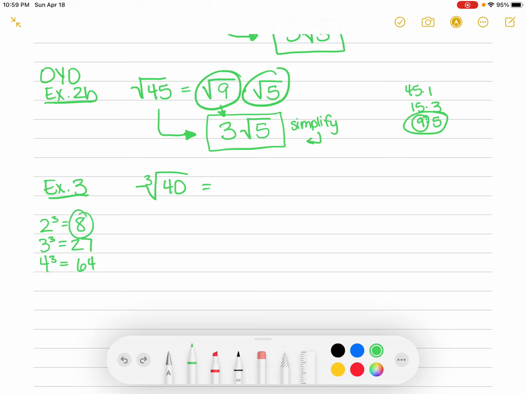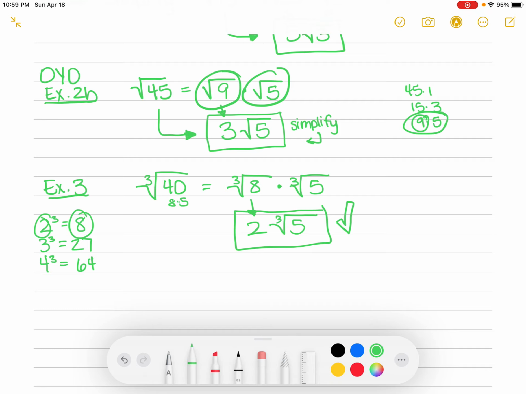So right away I can see that 8 works, because 40 is 8 times 5. So I have the cube root of 8 times the cube root of 5. And my cube root of 8 is going to be 2, right there. And then I leave that last part there because I can't simplify that. So my answer for the cube root of 40 is 2 times the cube root of 5. If I'm going too fast, you can hit pause or just rewind it and listen to the example again.